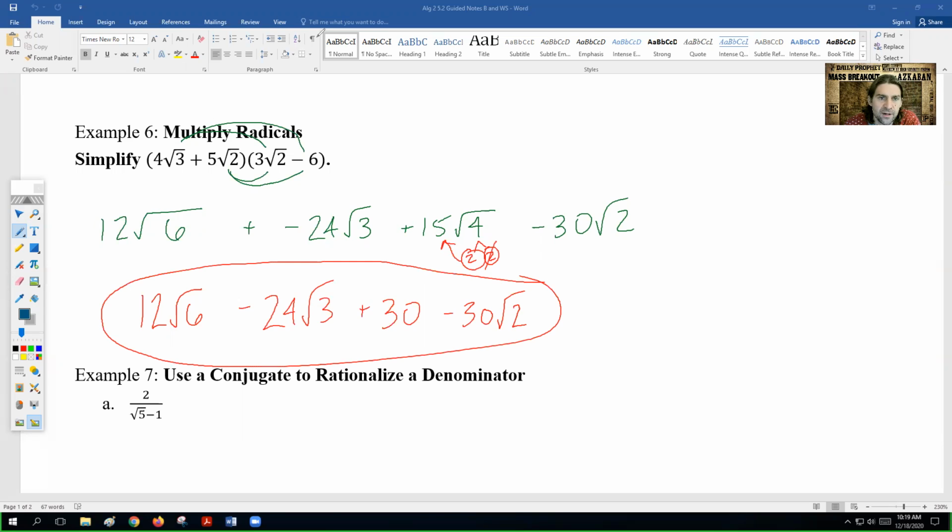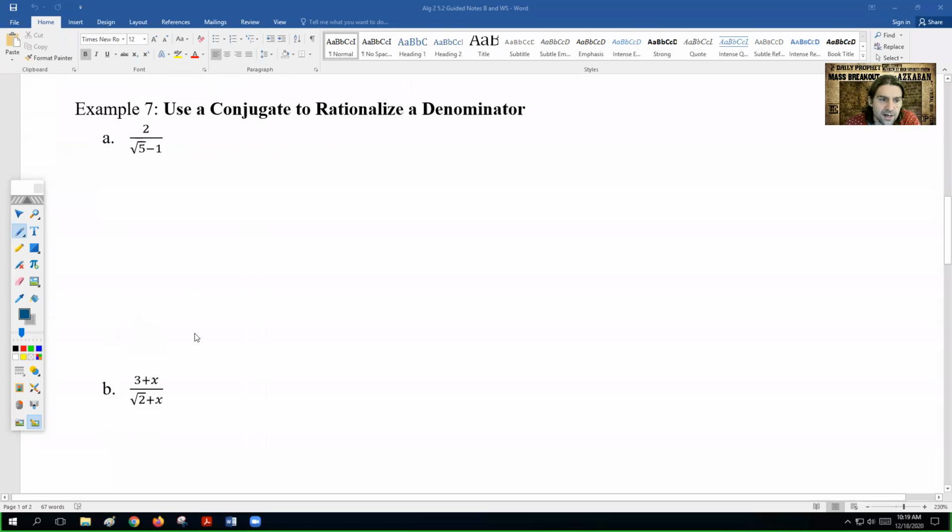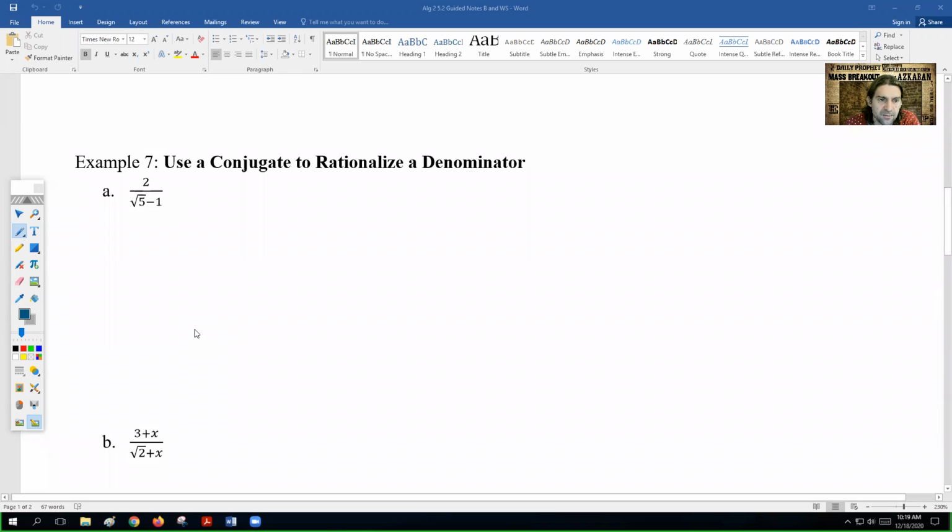Okay, so next, what about if we are dividing by an expression here? So what we got going on is 2 divided by 5, radical 5 minus 1. Now remember, we can't have a radical on the denominator, and unfortunately, we can't just multiply by radical 5 over radical 5. So what we need to do here is to use the conjugate to help us out.